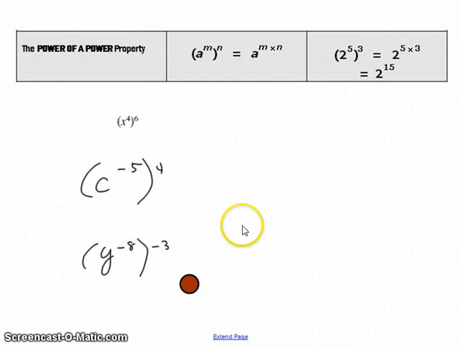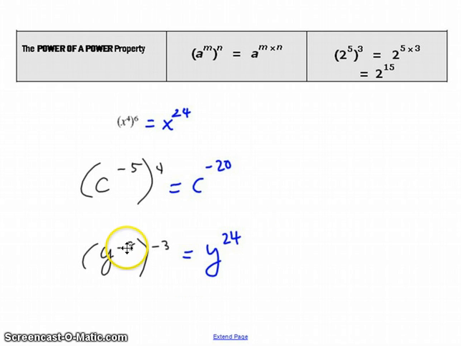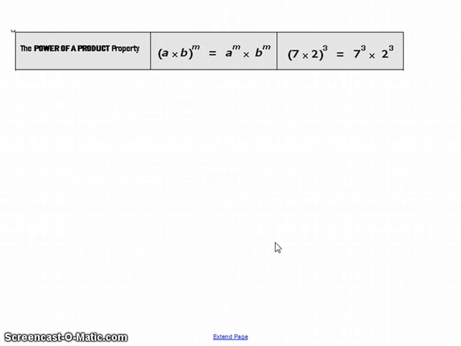Okay, I'm going to assume that you paused. You've done all three of those and you're ready to see the answers, and here they are. So notice that the -8 times the -3, just like it normally would have, a negative times a negative became a positive. So the result became y to the +24th power. Don't hesitate to come into class if you have questions about any of these three. I'm going to move on to the next property.